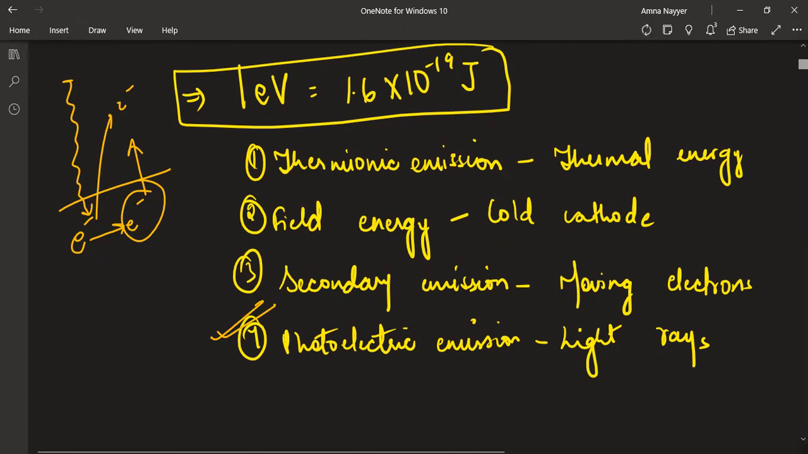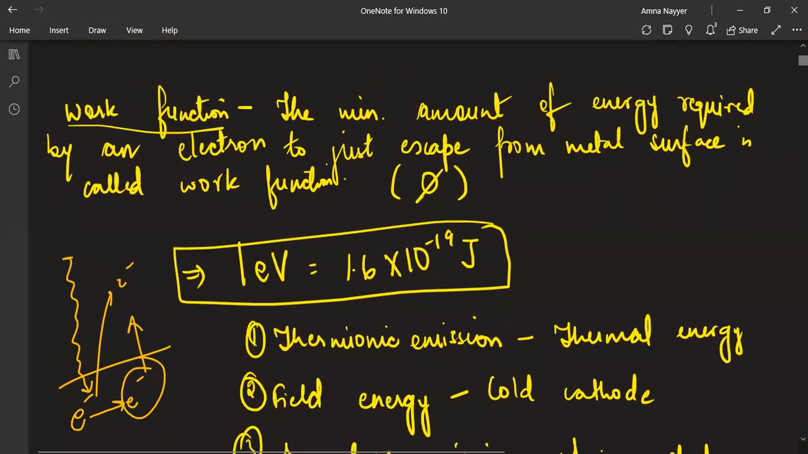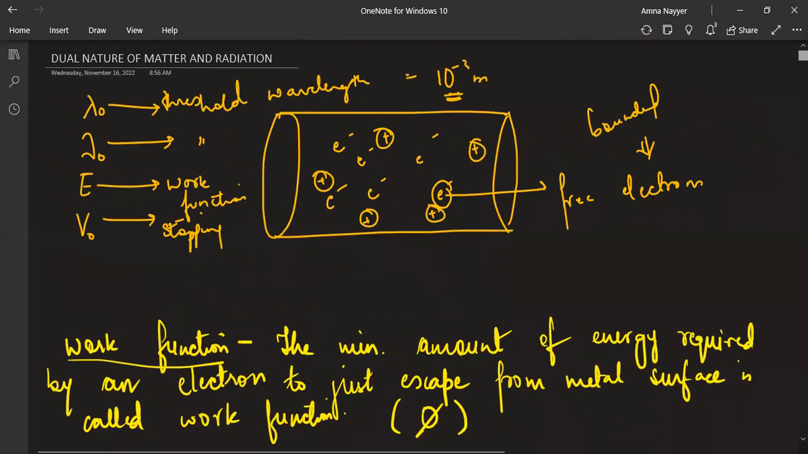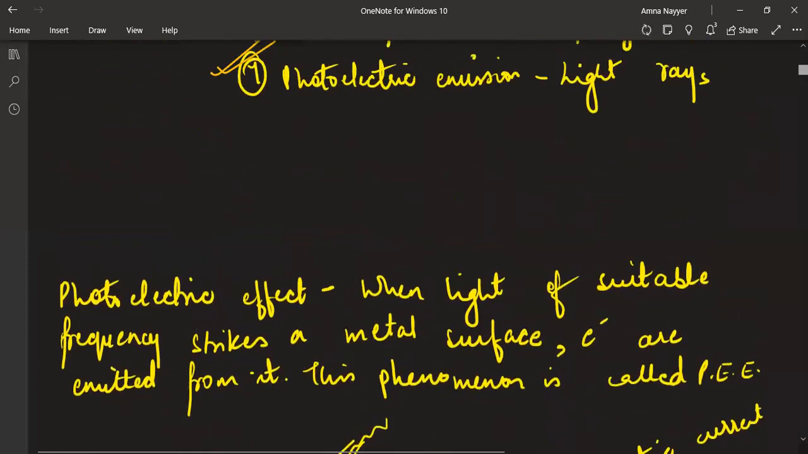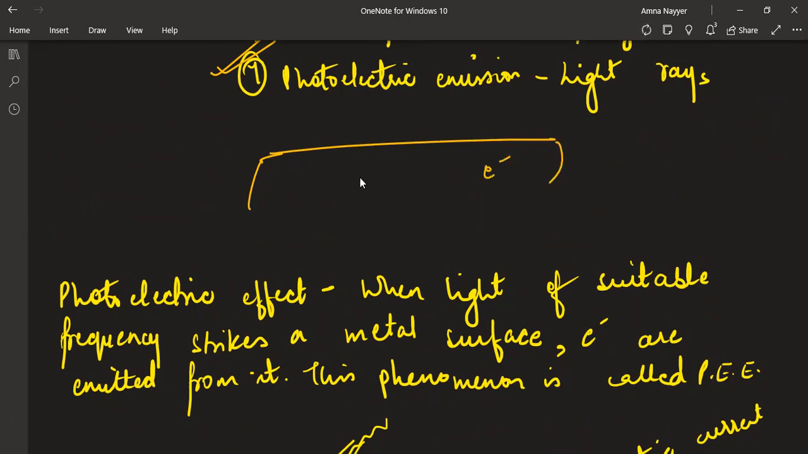Now see, here I had already written that work function is the minimum amount of energy required by an electron to just escape from the metal surface. In the photoelectric effect, what will happen? Light of suitable frequency and wavelength strikes a metal surface. This is having some electrons. Out of all these electrons, some will be free, some will be bounded. Let's say these 2 are free.